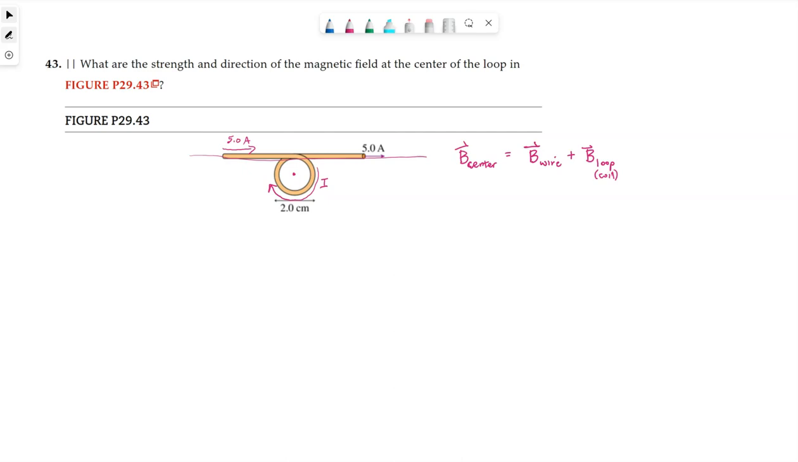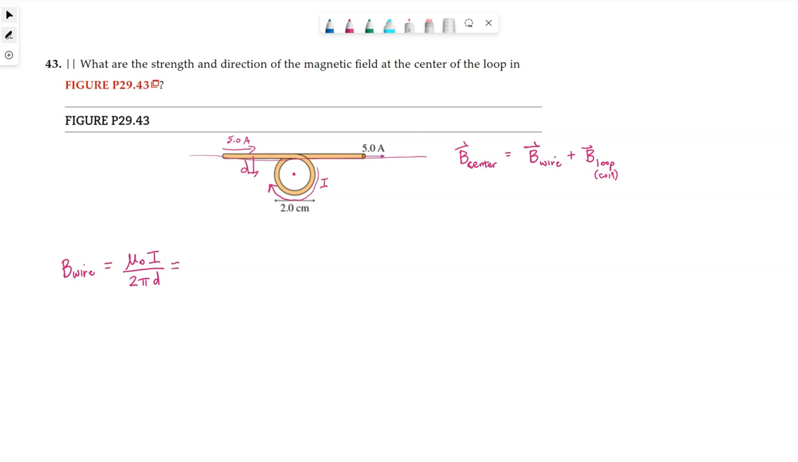So for the wire, I'm going to just solve this individually for the wire and the loop. On the test notes, we have B of a wire is mu naught I over 2 pi d. Now d means the distance from the wire to the location we want to find the magnetic field.